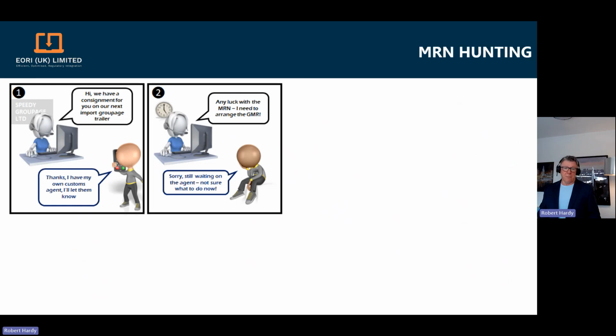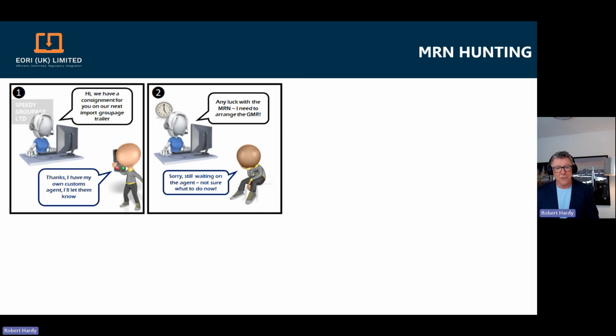We have logistics companies that we work with closely who have actually a member of staff, or in some cases more than one member of staff, in their office who chase MRNs. It's a ludicrous situation. So we have a speedy groupage here in our example. They've got an import consignment for a customer. It's a DAP, for example. So the speedy groupage is being paid by the seller. They've rung the consignee to say there's something on its way. The consignee has said, okay, I have my own customs agent. I'll get on to them straight away.